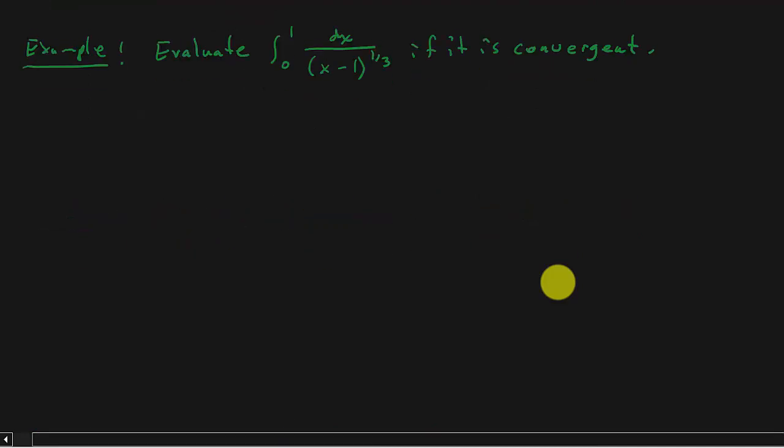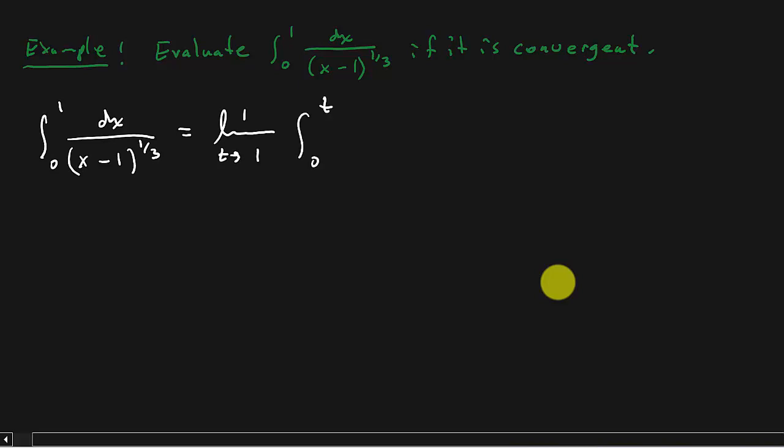All right. So here I have the integral 0 to 1 dx over x minus 1 to the 1/3. All right, and notice this one is undefined at 1, the function is. And so here we've got the limit as t goes to 1, the integral 0 to t, and I'm going to go ahead and write this as x minus 1 to the negative 1/3 dx. Go ahead and move it up.